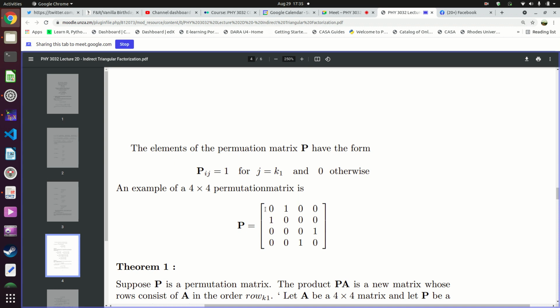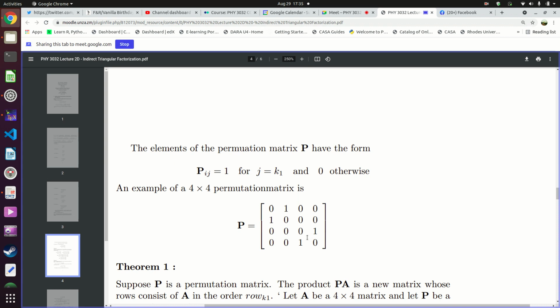If you look at it in terms of rows, in the first row, there's only a 1 here and everything else is 0. In the second row, there's a 1 here and everything else is a 0. In the third row, there's only a 1 here and everything else is a 0. In the fourth row, there's only a 1 here and everything else is 0. This kind of matrix is called a permutation matrix.